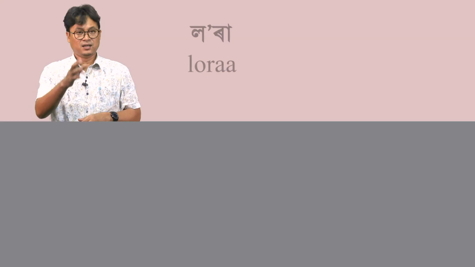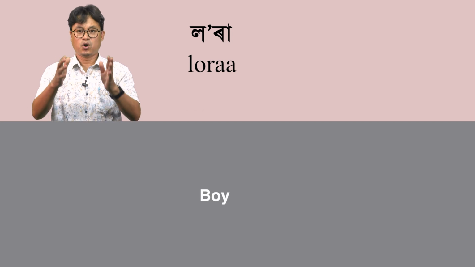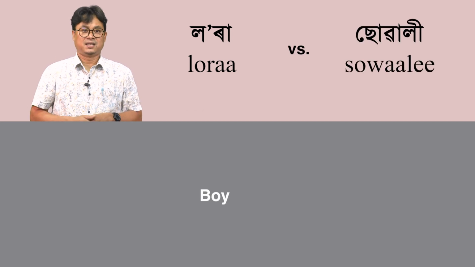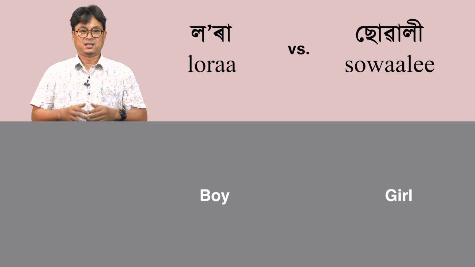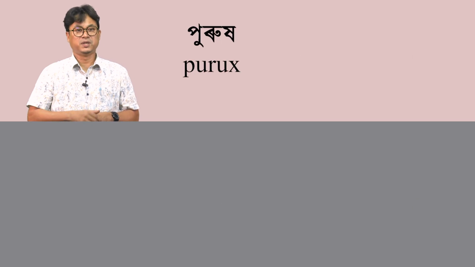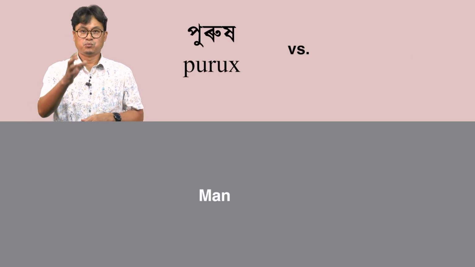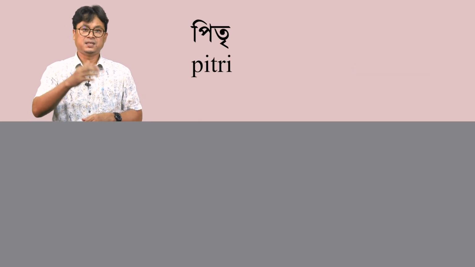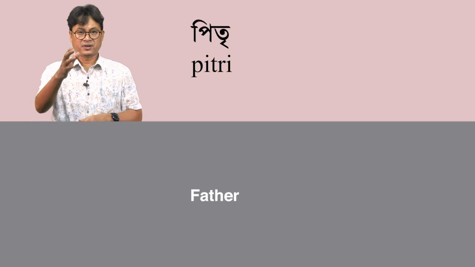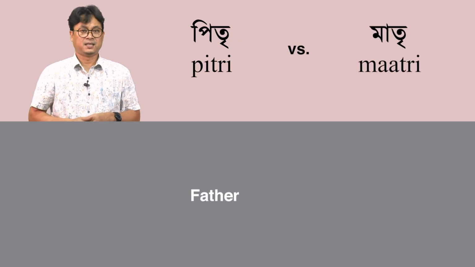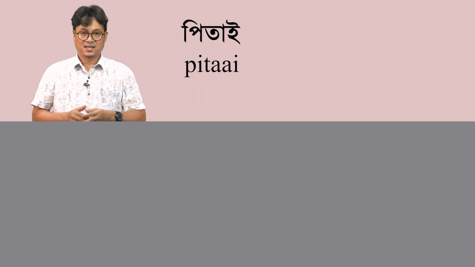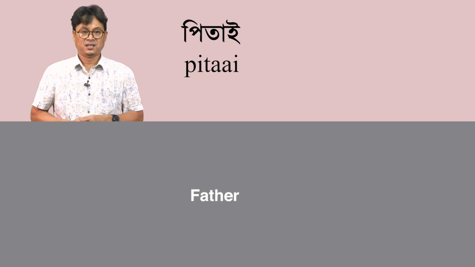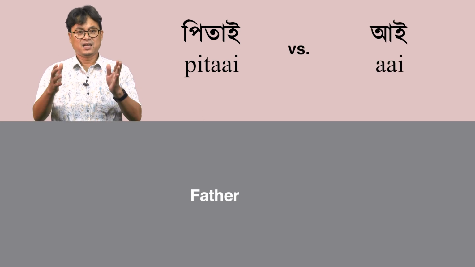For example, lora means boy versus suali. Suali means girl. Purukh means man versus mohila. Mohila means woman. And pitri means father versus matri. Matri means mother. In colloquial Assamese, we often use pitai, means father, versus i. I means mother.